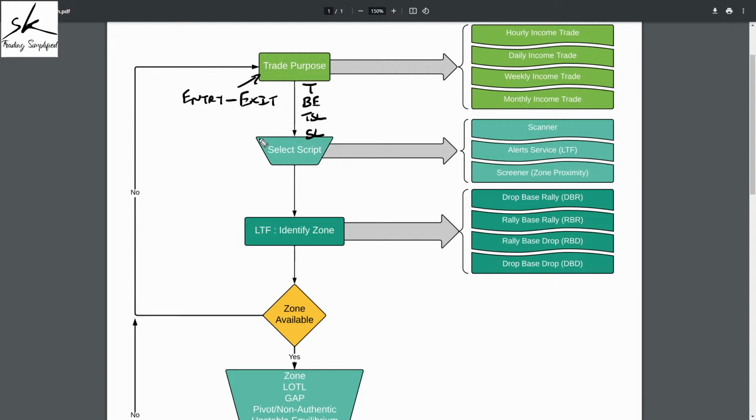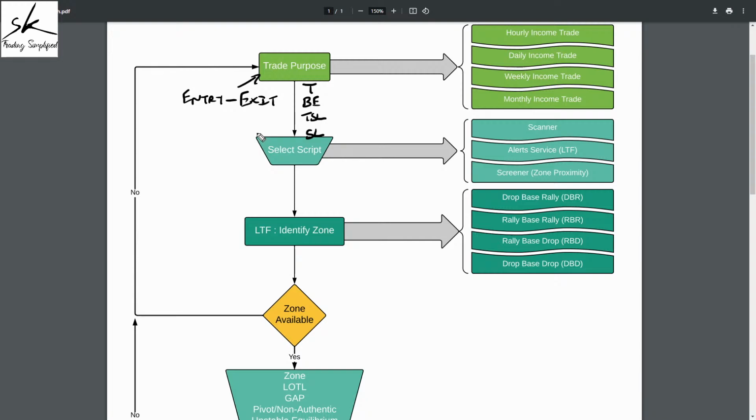So why are we starting with the trade purpose as step number one? The reason for that is when we do our analysis, the charts that we use are time-based charts, and we have n number of time frames available to us. So the very first challenge we face is that there are so many time frames available. Out of these n number of time frames, which time frame should I be using for my analysis? That's the very first challenge.